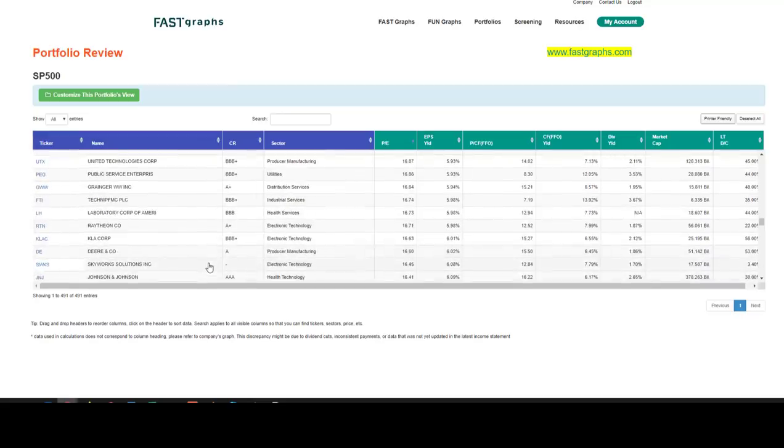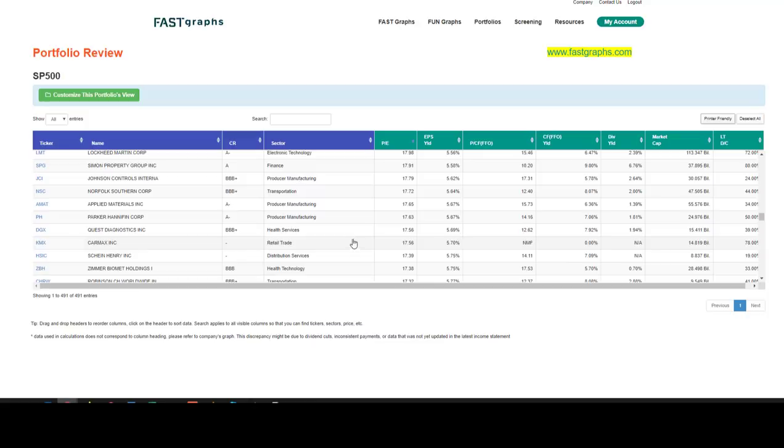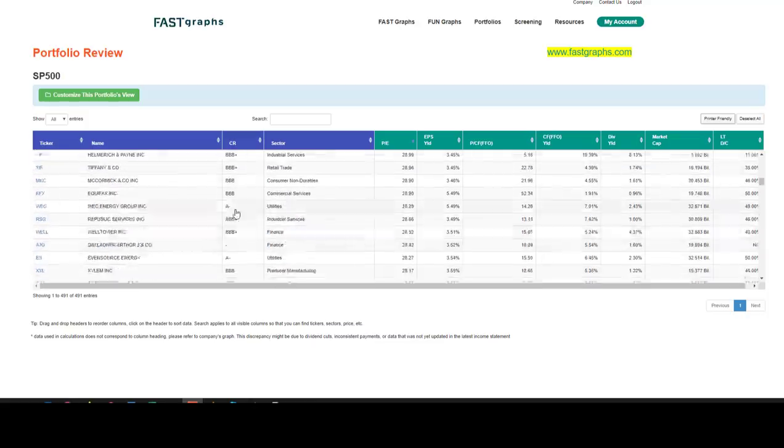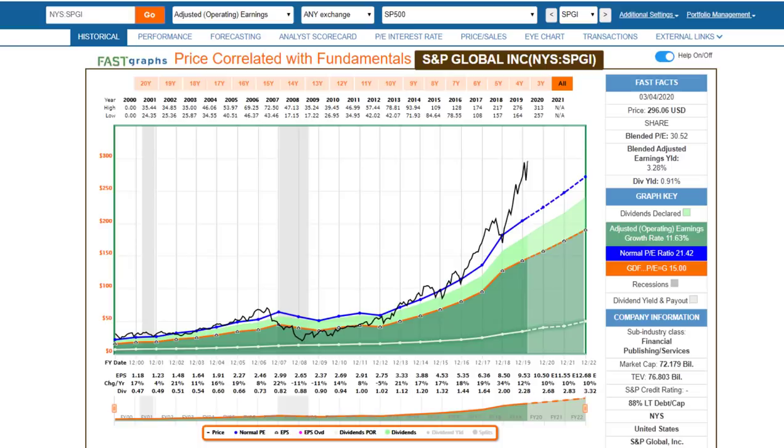But if I go back up the list here and start looking at some higher valued S&P 500 stocks, one that might be pretty interesting to look at would be S&P Global, the company that actually keeps track of the index, and also the Dividend Aristocrats, which I'll cover here in a moment. If I look at the current valuation of S&P Global, we can see that the blended PE is over 30. The earnings yield is 3%.